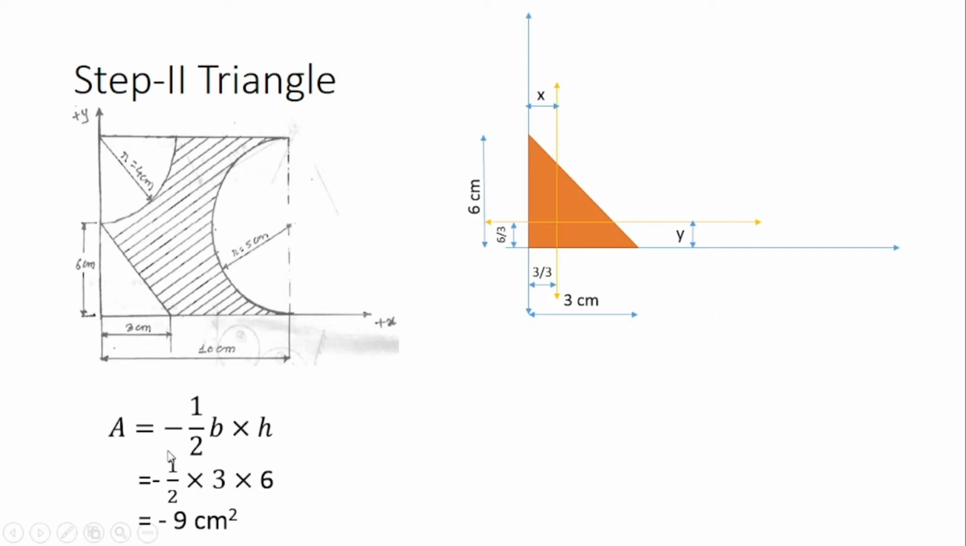So first we will calculate the area. Now remember, the minus sign is very important as we are going to subtract this area from the total area. That's why minus 1/2 base into height. The base of this triangle is 3 centimeter and the height of the triangle is 6 centimeter. So it becomes minus 9 centimeter square. Don't forget to write the minus sign here. It will make your answer right. Now x bar is equal to 3 by 3, 1 centimeter, and y bar is equal to 6 by 3, 2 centimeter. So in this way we can clearly identify area, x bar and y bar for the triangle.